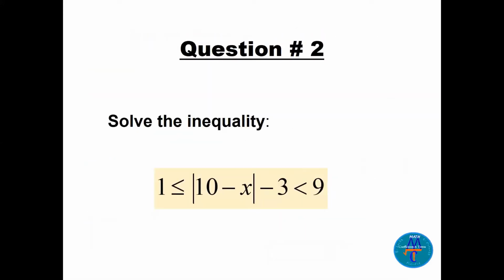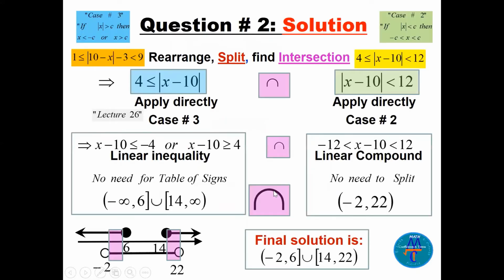Question number 2, solve the inequality. We have a compound here. Compound means two inequalities, and we have the absolute value of 10 minus x inside the absolute value here. So first we have to remove the 3. We have to rearrange it. So you add the 3 on each side. Add 3 there, it will be 0 here. Add 3 there, it will be 4. Add 3 there, it will be 12.